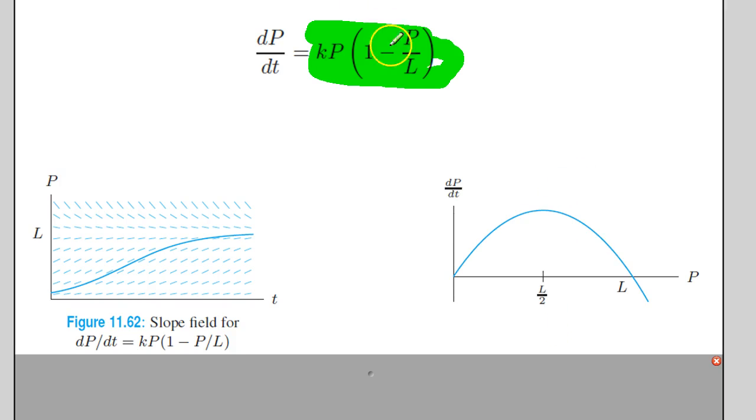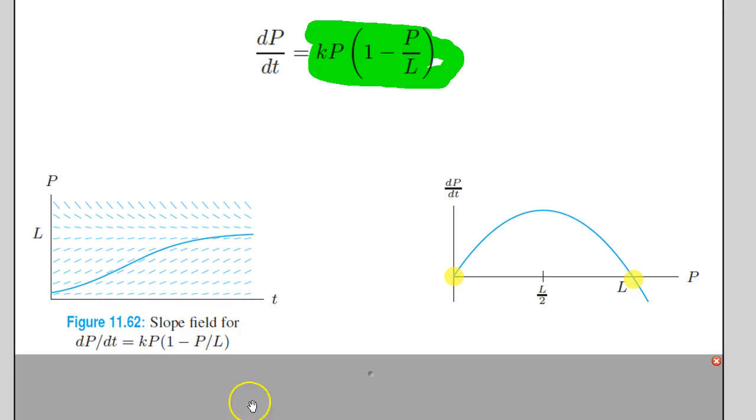A couple things to note is that our quadratic function has zeros when p is equal to 0 and when p is equal to L, as you can see over here. And it makes sense, it's consistent with this equation as well. But where is the dp dt graph highest? Well, it's highest at L over 2.